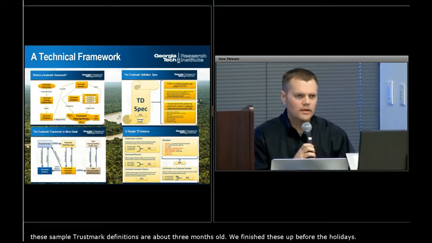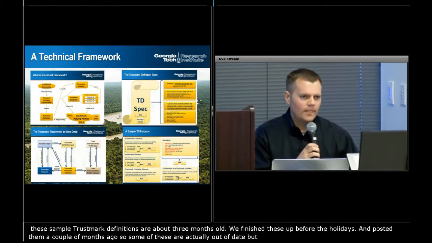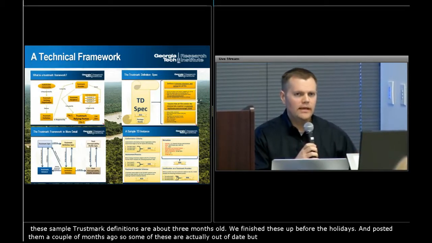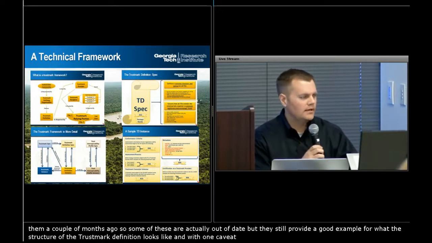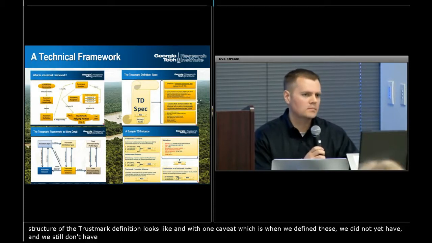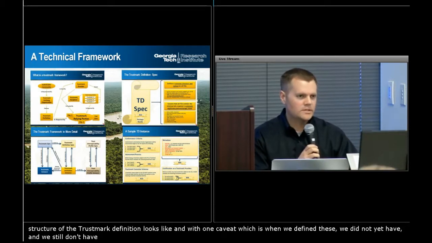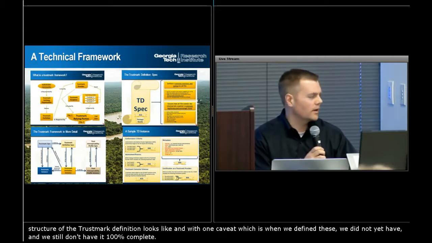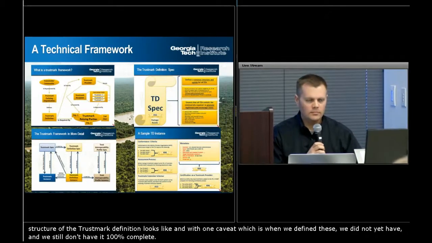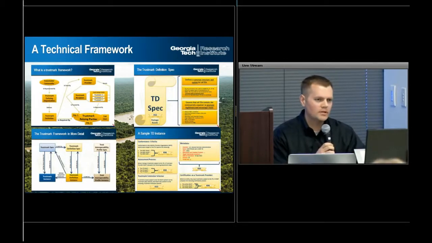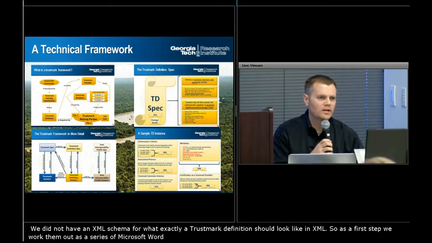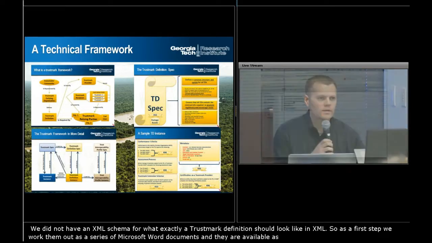With one caveat, which is when we defined these, we didn't yet have, and we still don't have it 100% complete, an XML schema for what exactly a trustmark definition should look like in XML. So as a first step, we just wrote them up as a series of Microsoft Word documents, and basically every one of these trustmark definitions is just a zip archive. You can download it, open it up, and this is more or less what you'll find when you look inside it. So we talked about conformance criteria.